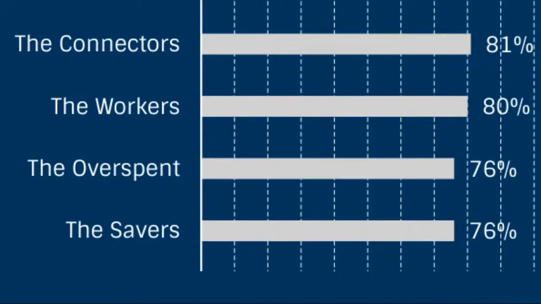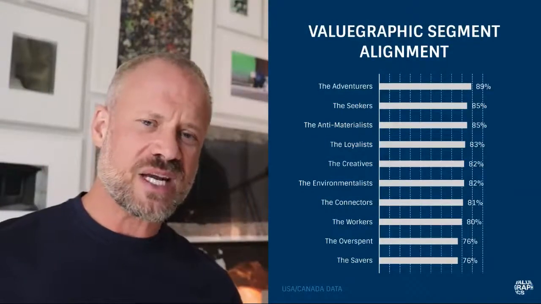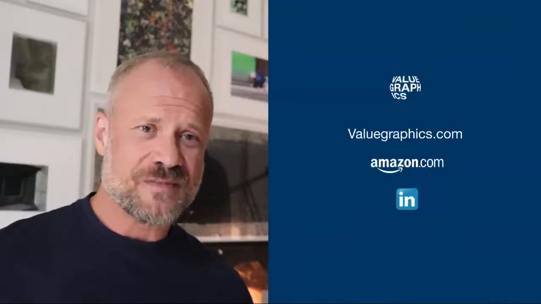The worst we've got here is 76%. And remember, we were in the negative numbers using demographic labels to try and understand the people that we want to talk to. So that's it.